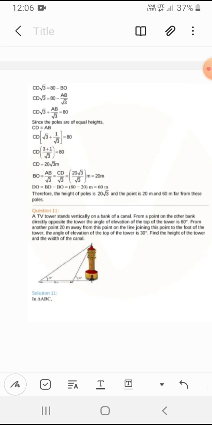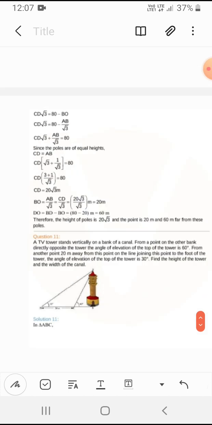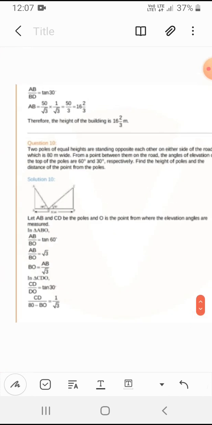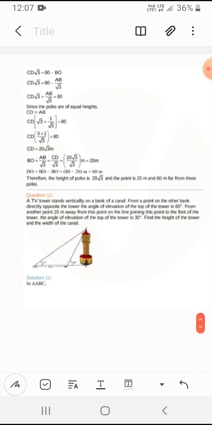So root 3 is 3 plus root 3 is equal to 80. 20 root 3. So CD by root 3 is equal to 20 root 3. So root 3 cancels and it is equal to 20. So we have to find the answer now. So 80 minus 20, they have given in the question. So let's take 80 minus 20. So we'll get the answer as 60. So 20 root 3 and the points are 20 and 80.